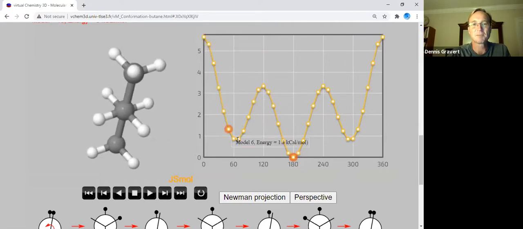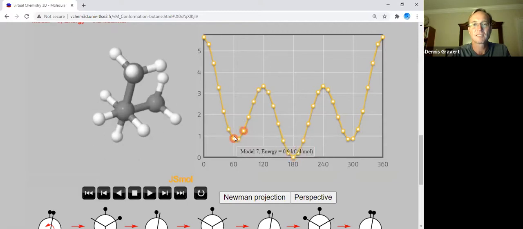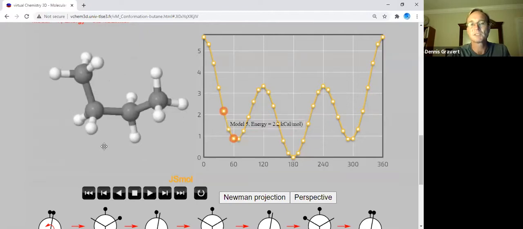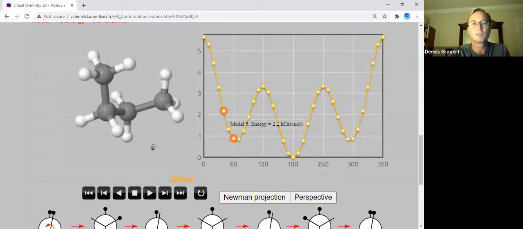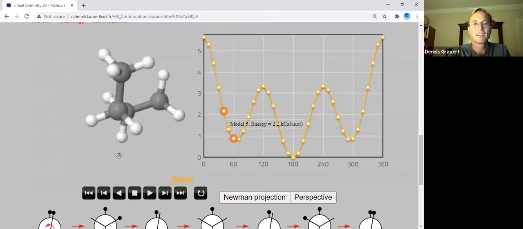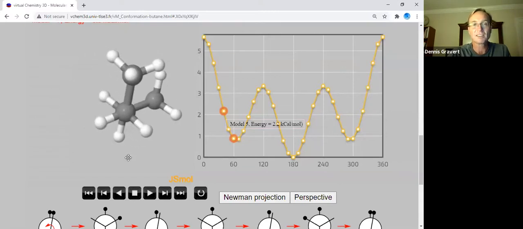Here's another energy minimum. Go here, please. There we go. What shape is that? It's hard to see what shape it is from the side, but if you put it in a Newman, so we're looking down the carbon 2-3 bond, then you can see it's staggered. The groups are alternating, but the methyl groups are side by side. That's a gauche conformation. And there's another gauche conformation over here.